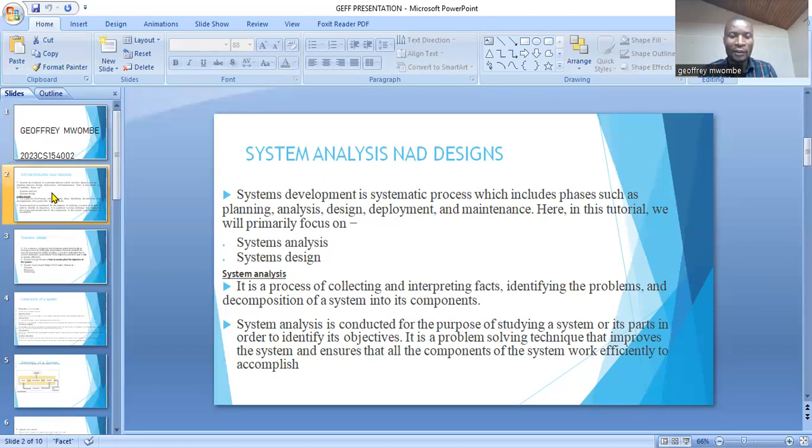System analysis, its definition: it is a process of collecting and interpreting facts, identifying the problems and the composition of a system into its components. So this analysis is conducted for the purpose of studying a system or its parts in order to identify its objectives. It is a problem-solving technique that improves the system and ensures that all the components of the system work efficiently to accomplish its objective.